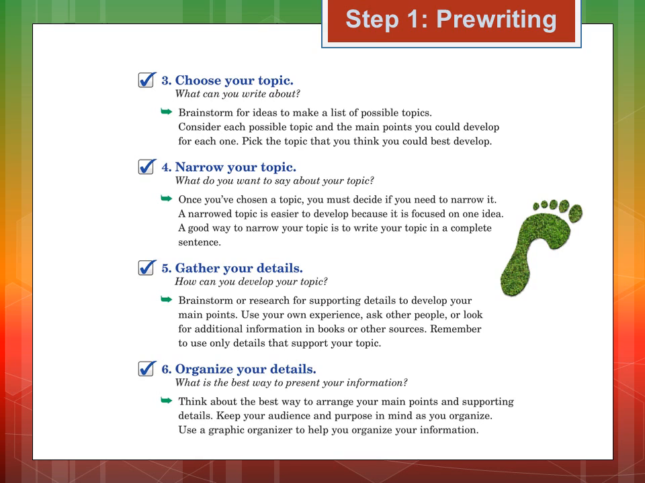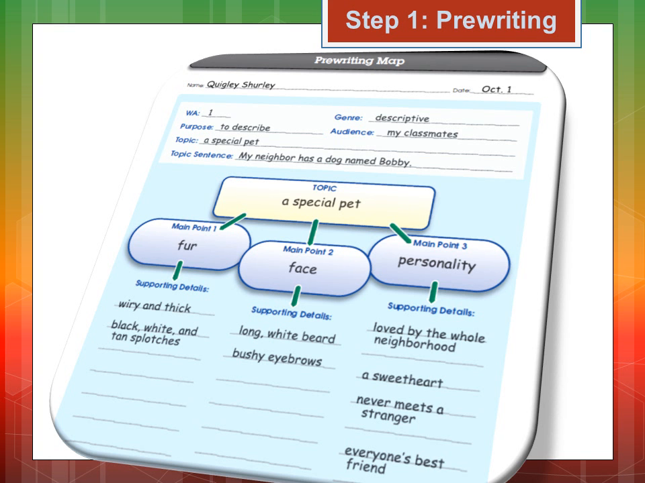As they gather information and details about their topic, students will use a graphic organizer to organize their ideas on paper in a visual way. Some types of graphic organizers are clusters, Venn diagrams, outlines, and prewriting maps. This is an example of a prewriting map. As you can see, students learn to develop main points and supporting details for their topic. They will also learn to spend ample time generating and organizing their ideas, which will make the next step of the writing process even easier.